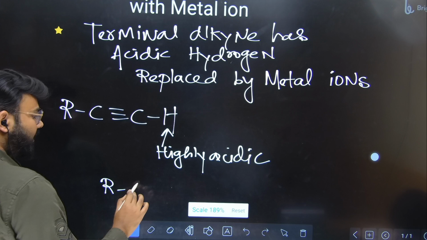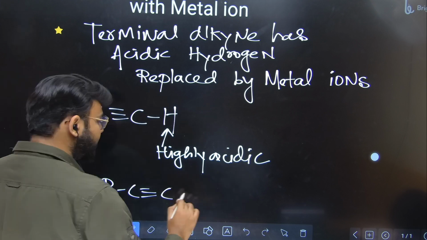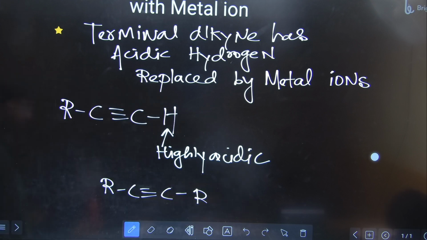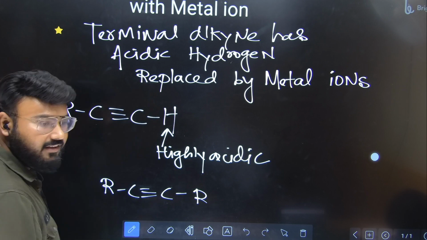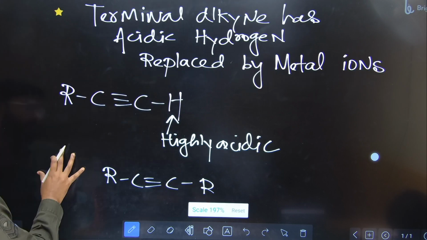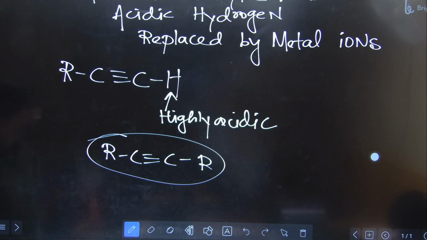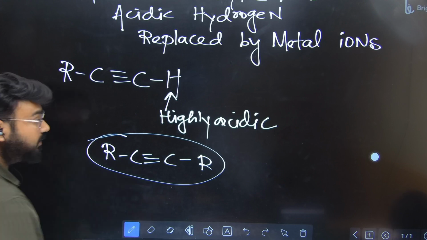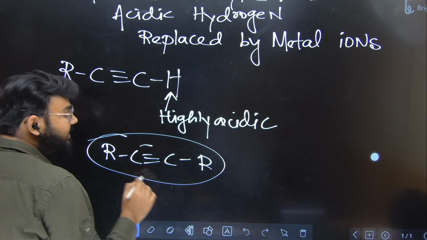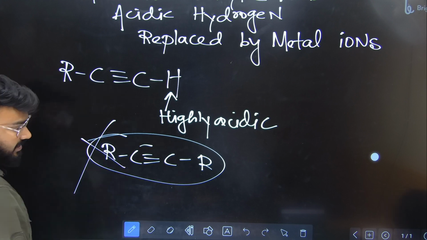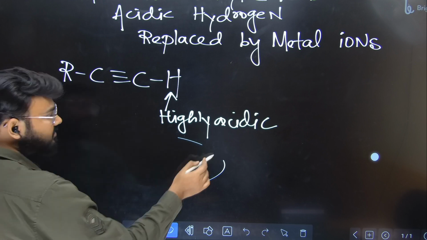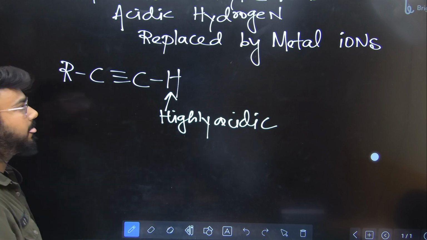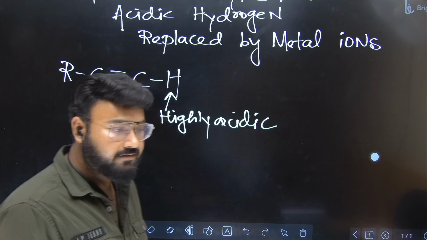Now I'll show you one more example. RC triple bond CR. Now tell me, is it a terminal alkyne? Yes or no, guys? It's not, because the triple bond is present in between. Okay, so it is not a terminal alkyne. Is it clear? Ananya, you understood this? Advitya, guys, confirm it once. Yes, sir.